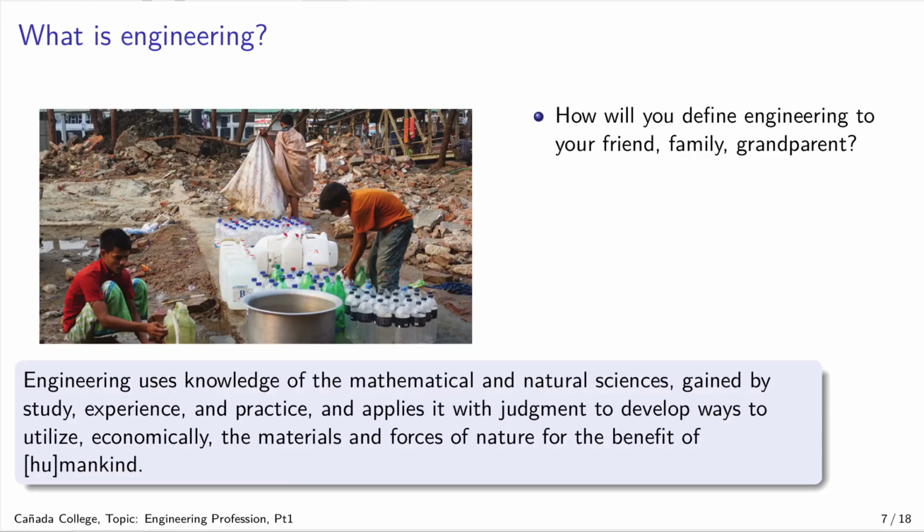Well, it turns out that the way you want to define engineering in a formal sense is that engineering is a field that uses the knowledge of math and sciences, gained by study, by experience, and by practice, and applies it for the benefit of humankind by utilizing in an economical fashion the materials and the forces that are available to us. So in other words, engineering uses math and science to improve or benefit humankind, and when I mean humankind, I mean the human species as well as the species that we coexist with on this planet.